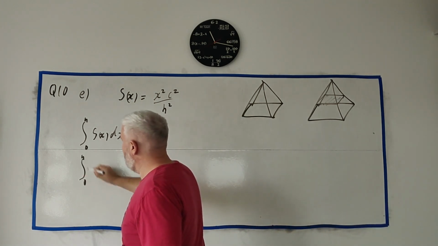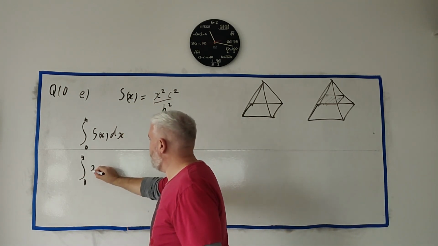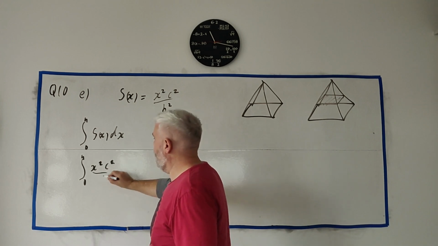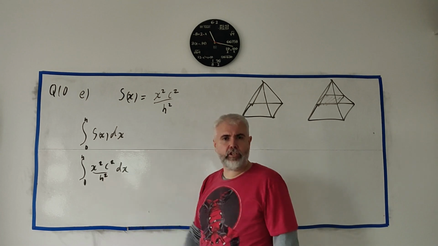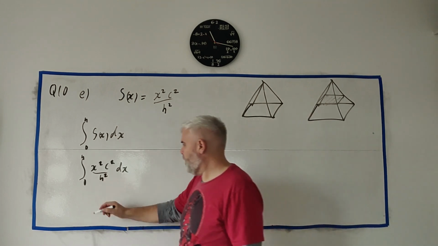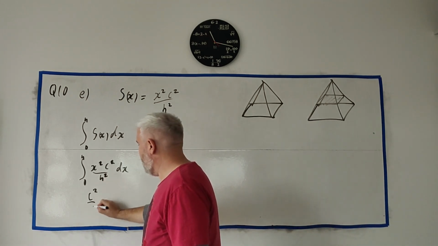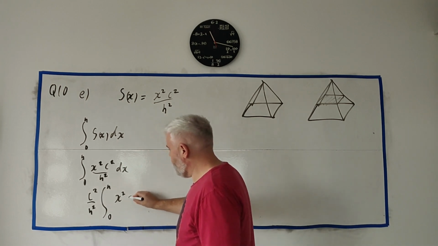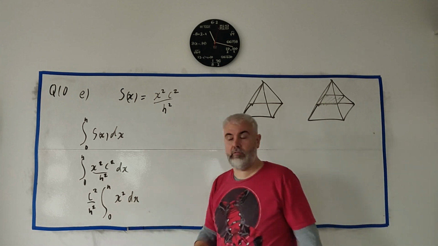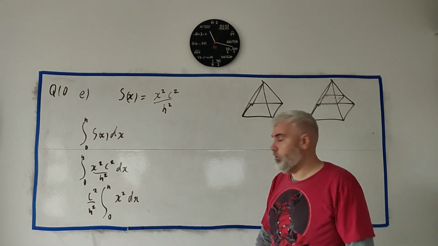It's the integral between 0 and h of x squared c squared over h squared with respect to dx. But c and h are constants, so they don't have to stay in there. C squared over h squared can come out. So all that's in here is x squared dx. This is an integration everyone in honours should be able to do.